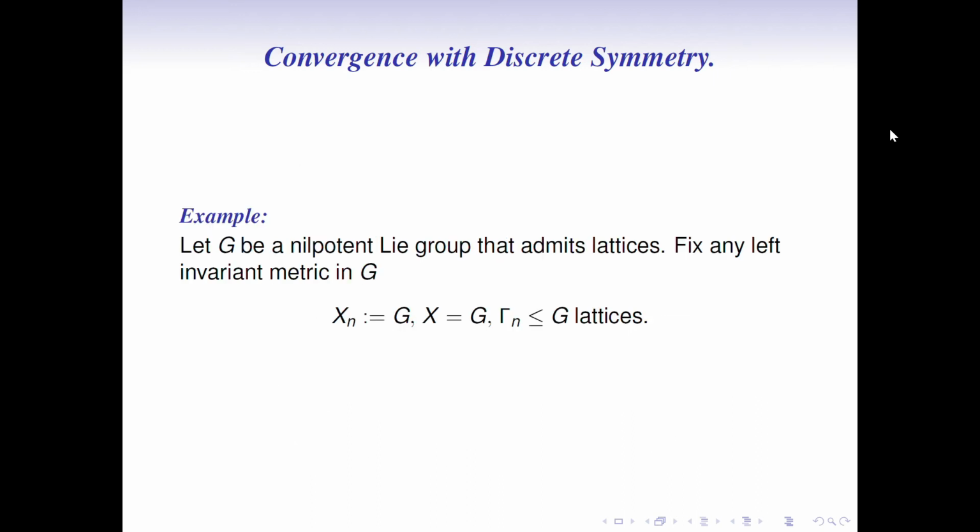Let me mention some more examples of this convergence with discrete symmetry, and we will notice some pattern. We start with G, a nilpotent Lie group that admits lattices, and equip it with an invariant length metric, could be Riemannian, Finsler, sub-Riemannian, or sub-Finsler. Then, the trivial sequence G, G, G, G, G converges to G, and we can find the sequence of lattices in G acting almost transitively on the sequence G, G, G, G, G. In the particular case when G is S1 cross R, this example looks pretty much like the figures I just showed you.